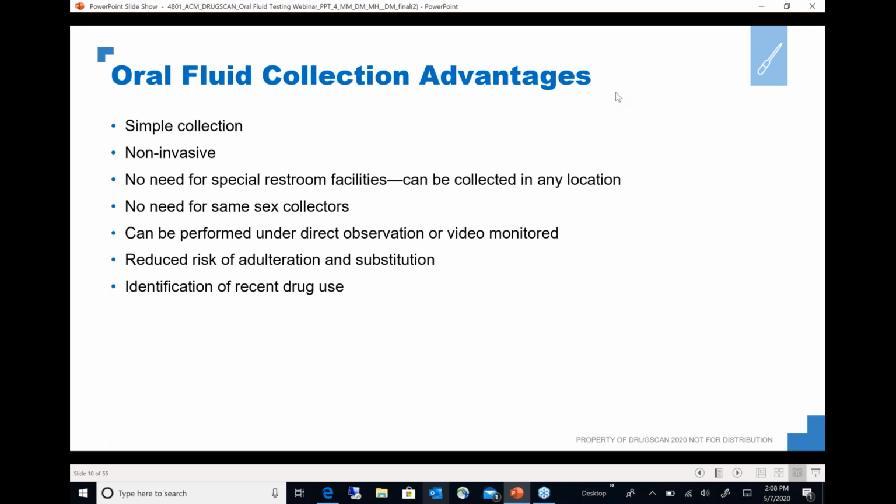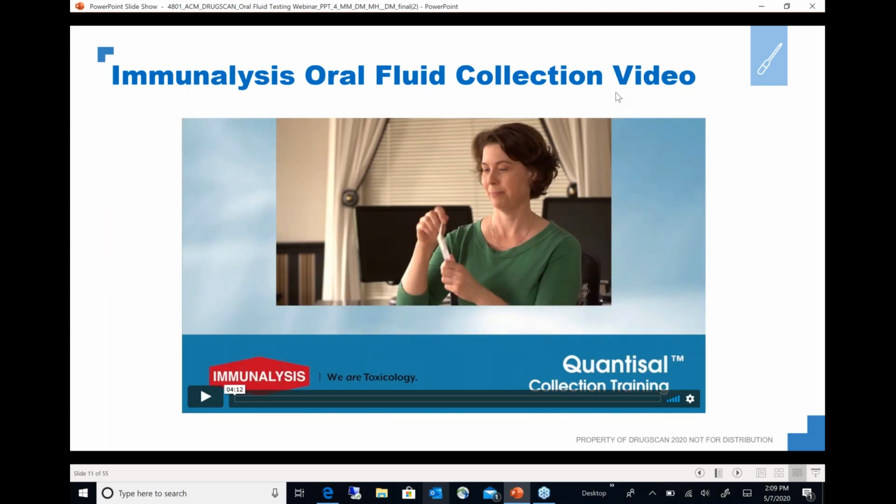It can be performed under direct observation with the person sitting in a room across from you, or one of the newer techniques out now is video monitoring, and we'll talk a little bit about that later on. There is a reduced risk of adulteration and substitution, and it will identify recent drug use. The Immunalysis oral fluid collection video will be available to those of you watching the presentation today by just clicking on this slide when the website is posted.